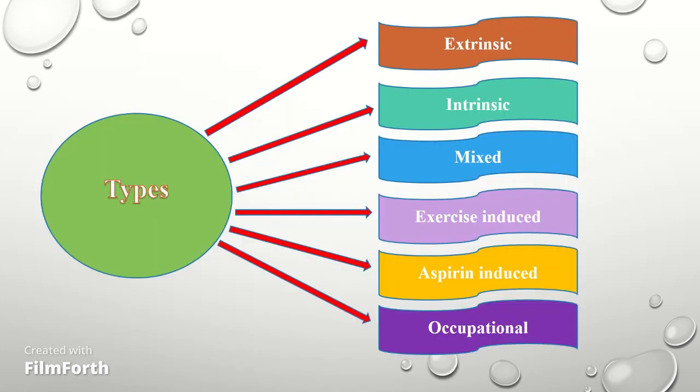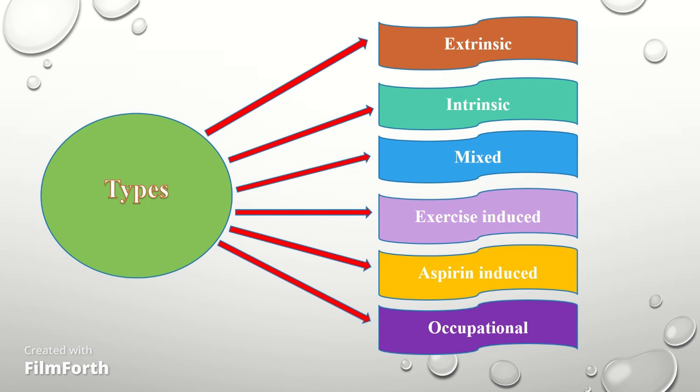Let's have a look at the next slide. In the next slide, there are types of asthma. There are 6 types of asthma. The first one is extrinsic asthma. Second is intrinsic asthma. Third is mixed asthma. Fourth is exercise-induced asthma. Fifth is aspirin-induced asthma. And the last one is occupational asthma. So in total there are 6 types of asthma.